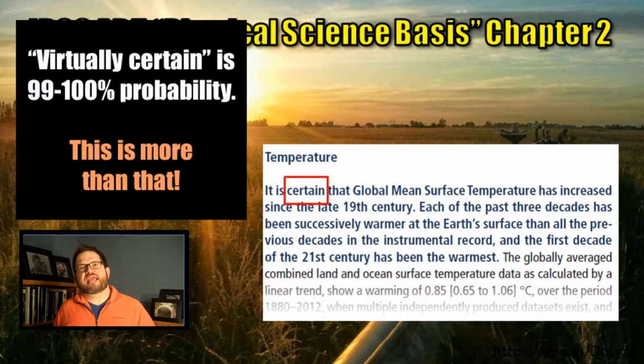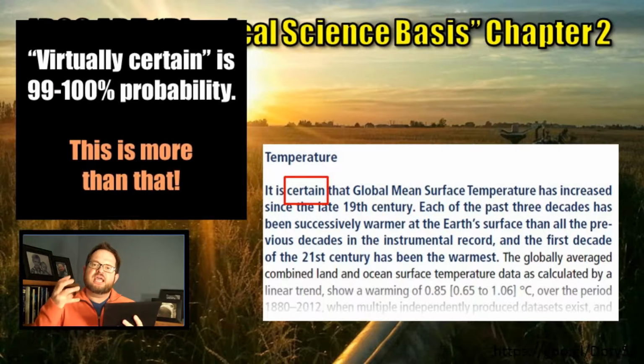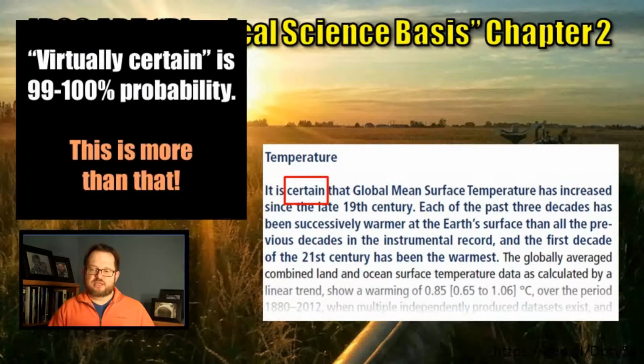Certain is a word you don't see in scientific literature very much. In the IPCC reports, they provide guidance as to their measures of uncertainty. They talk about things like likely, or most likely, or probable, and they have actual definitions of what those chances mean. One of their thresholds is virtually certain. Virtually certain means that they are 99 to 100% sure that this is true.